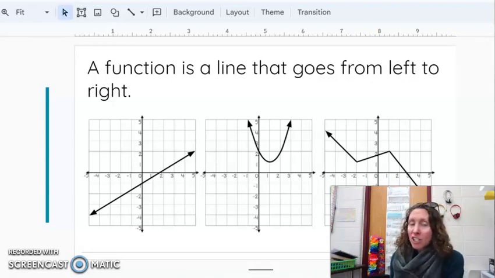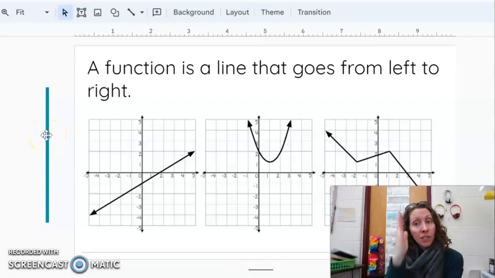Today you are going to learn about a function and domain. A function is a line that goes from left to right. It can be straight, or it can be curved, it can be zigzagged. Here's a way to test whether or not it's a function. It's called a vertical line test.